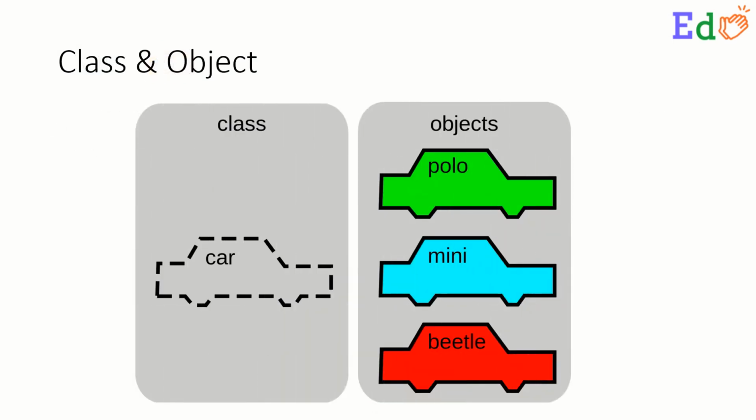Now what is class and object? A class, as we see here, is a template, and objects are the instances of the class. Here the class is car, and objects are the instantiations of this class, like different types of car: Polo, Mini, Beetle in this figure.